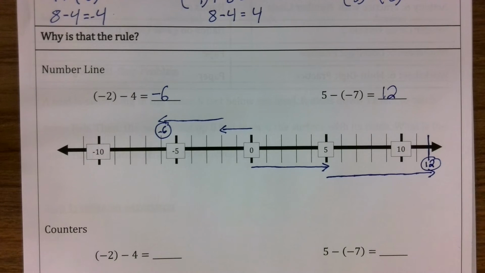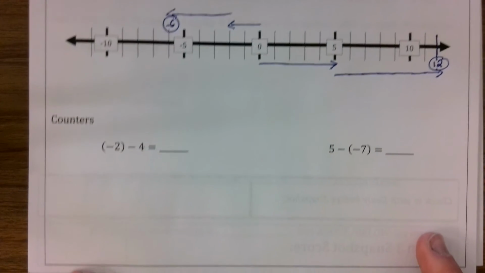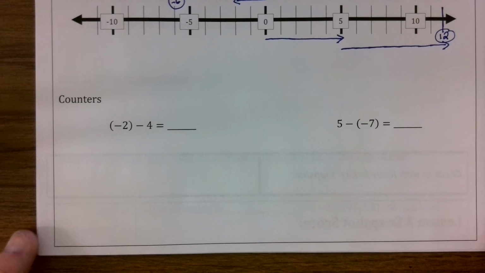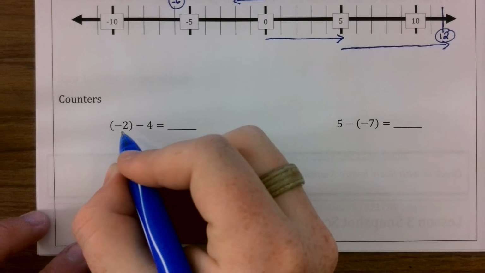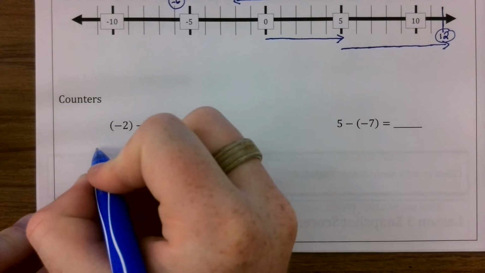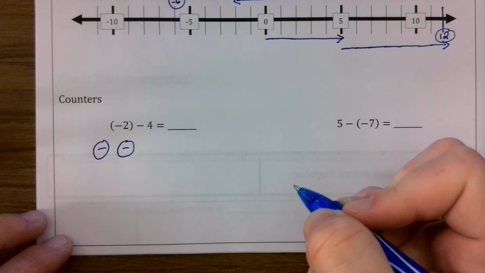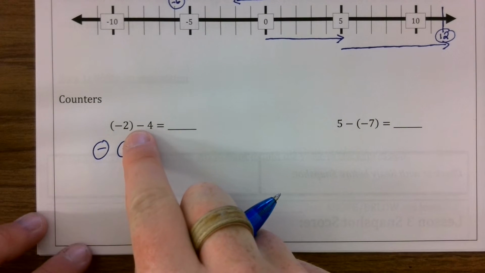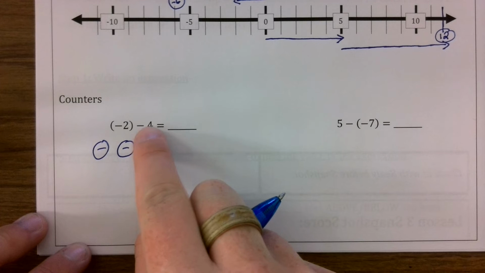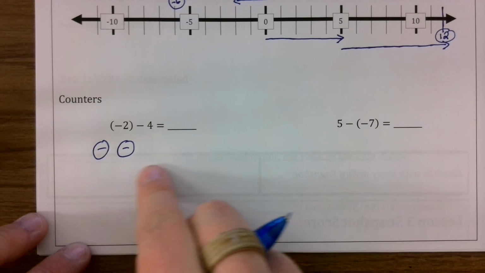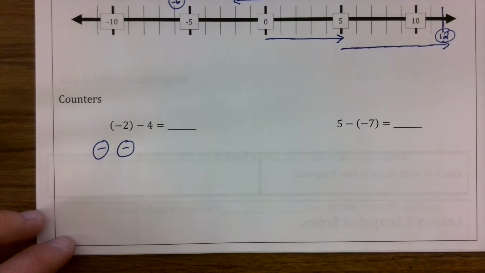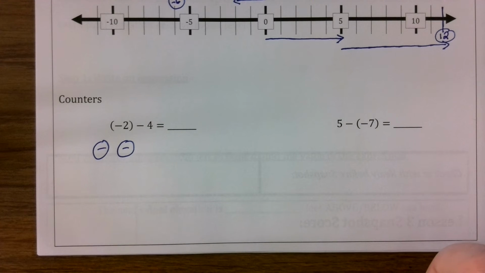Okay. Lastly, we're going to look at why that works with counters. I'm not going to use physical counters. I'm just going to draw them today. All right. For starters, we have -2. So that is 2 negative counters. I need to take away positive 4. But I don't have positive 4 to take away, so how does that work?